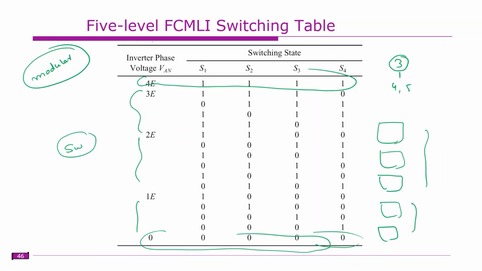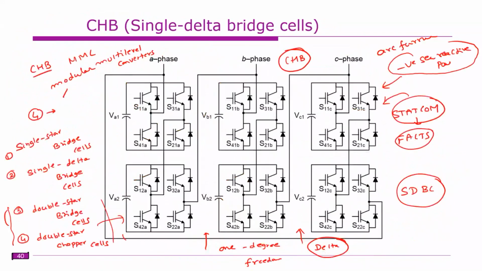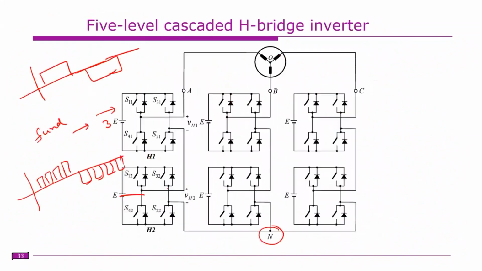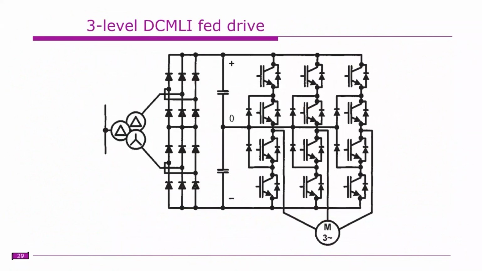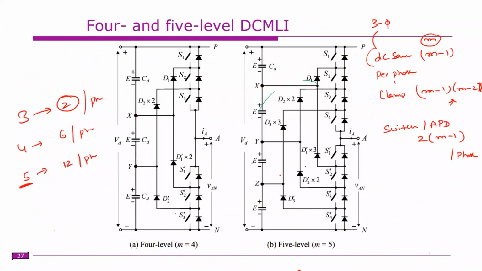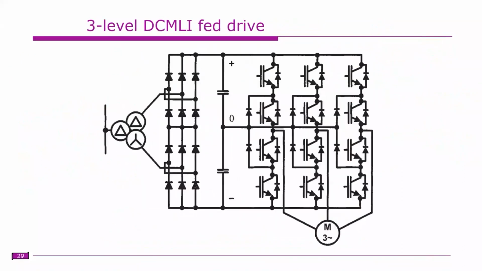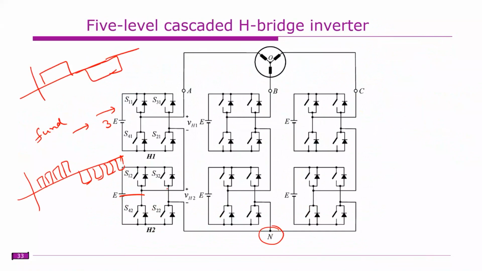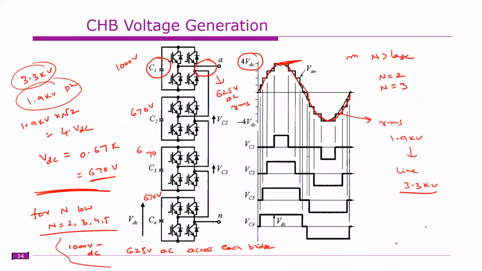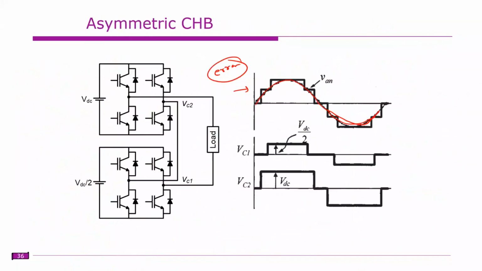Here the diode clamped inverter is not a modular structure. Why is it not modular? Because of the presence of the clamping diodes. If you want to extend, see how much difference there is from 4 level to 5 level. There is a lot of difference. But in the case of the cascade H bridge, the structure is modular. If you want to increase the number of levels in future, that is possible.